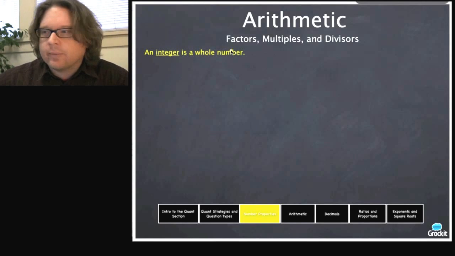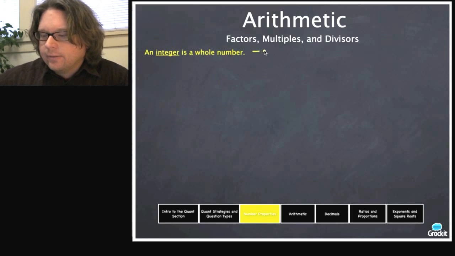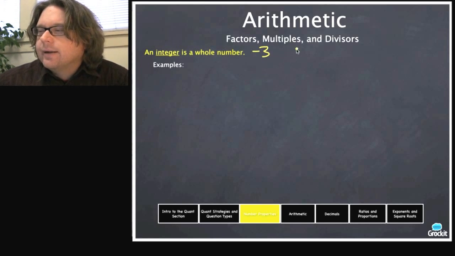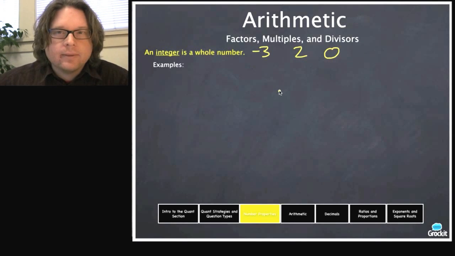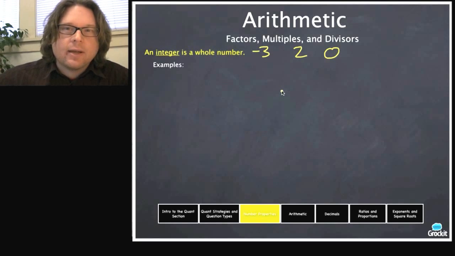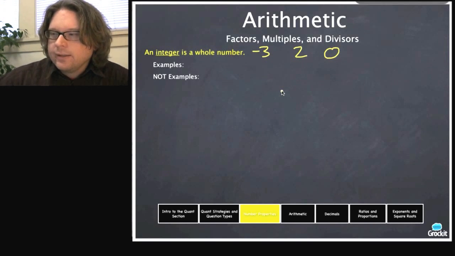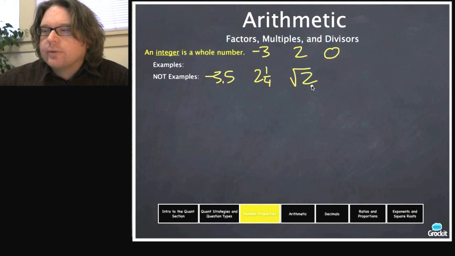An integer is a whole number, so a positive and negative whole number. Examples include -3, 2, 0. So the numbers, the markings on the number line on either side of 0 and including 0. Not examples would be things that are not whole numbers: -3.5, 2 and 1/4, the square root of 2, things like that, not integers. So guys like this, not like this.